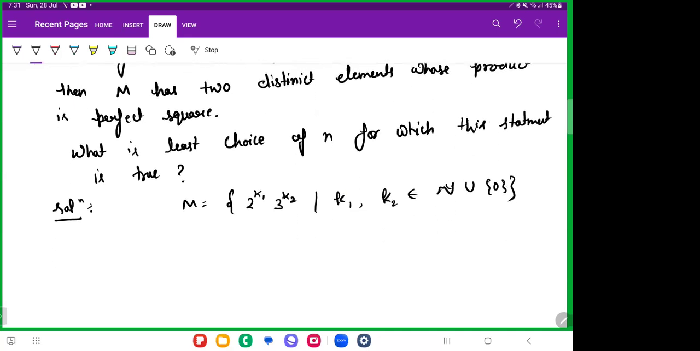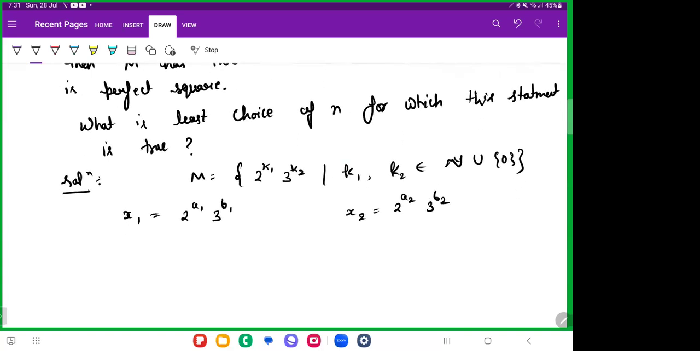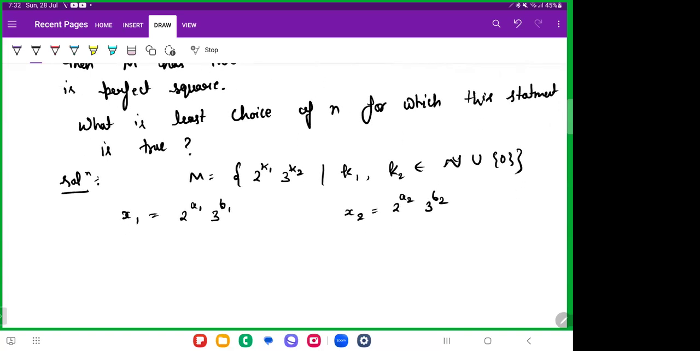How to approach? Suppose we have one element x1, let's say 2 to the power a1, 3 to the power b1, and another element x2 which is 2 to the power a2, 3 to the power b2, right? If both of the powers are odd, and I get another power in, their addition would end up being even. So we have a perfect square.